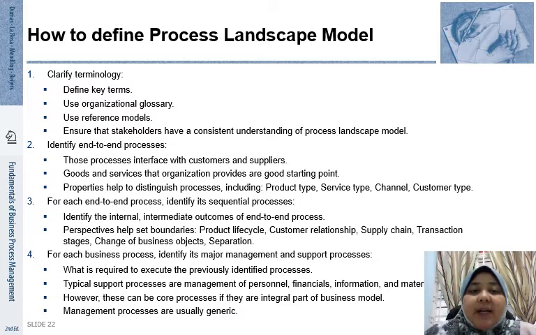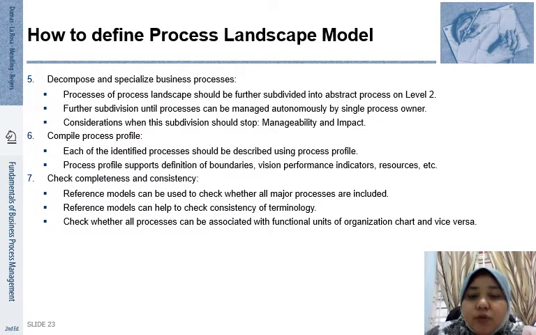Alright, how to define landscape model? So, kita kena classify dia punya terminology, identify end-to-end process. For each end-to-end process, identify its sequences process. For each business process, identify major management and support processes. So, this dia dah define on how to do it. Dia baca dah, nanti saya skip. Dia ada lagi sampai 7 ni. Decompose and specialize business processes, compile process profile, check completeness and consistency. Okay.